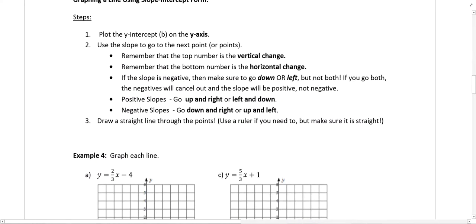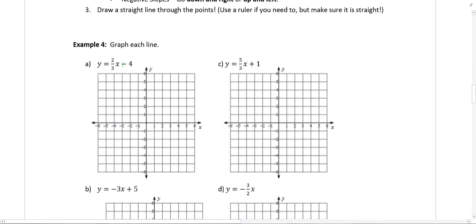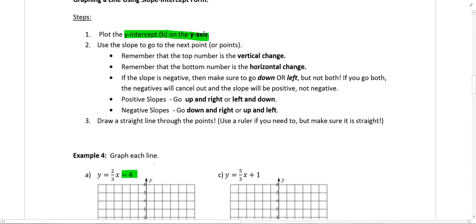So here are the steps. Start by plotting the y-intercept, which is your b, on the y-axis. Okay, so let's take a look at this first example. My y-intercept is negative 4. So down here, there's going to be a point, negative 4. Remember to do it on the y-axis, not on the x-axis. That is a common error.